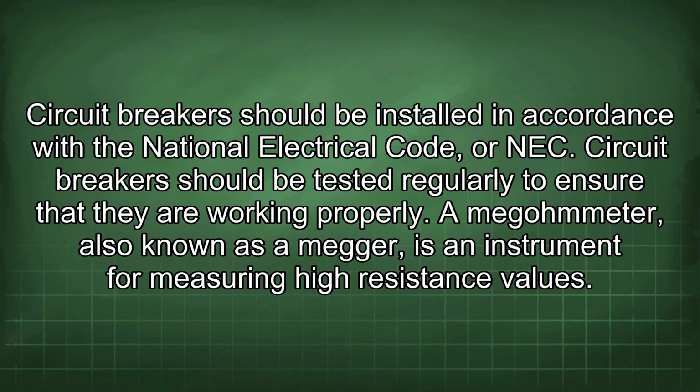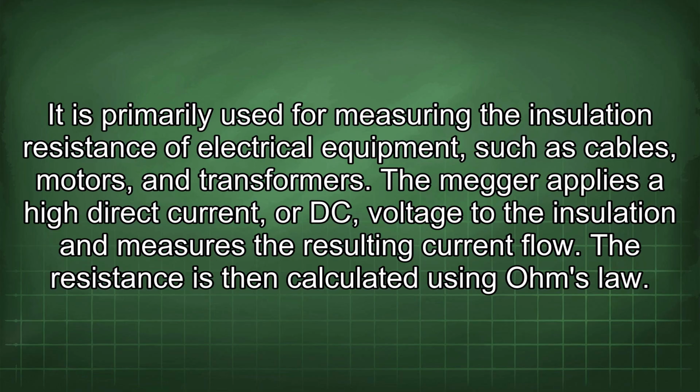A megohmmeter, also known as a megger, is an instrument for measuring high resistance values. It is primarily used for measuring the insulation resistance of electrical equipment, such as cables, motors, and transformers. The megger applies a high direct current, or DC voltage, to the insulation and measures the resulting current flow. The resistance is then calculated using Ohm's law.